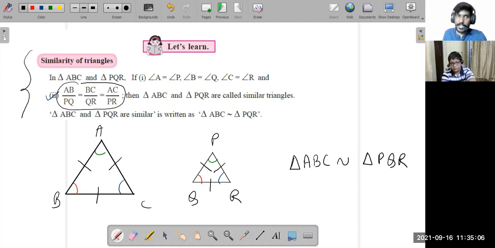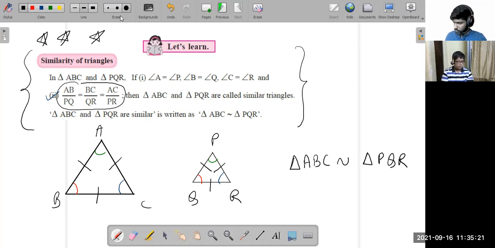Mark this definition in your textbook. Mark it as important. Mark it with pencil. Mark it in your textbook. Done.